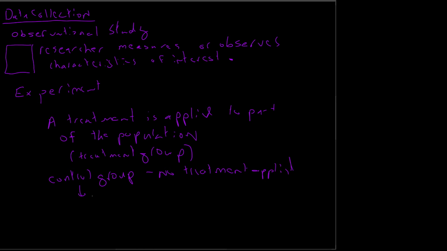And sometimes the control group can be given a placebo, which looks like a treatment, but it is neutral. And the idea here is you have a before and after. You're hoping that the treatment gives some type of result, and so you can compare the treatment to the no treatment, and you can see if the treatment is beneficial. And so observational studies measure and collect data from the population or samples. And experiments change, apply something, and see the effect.